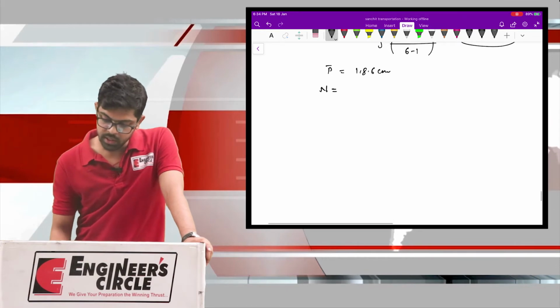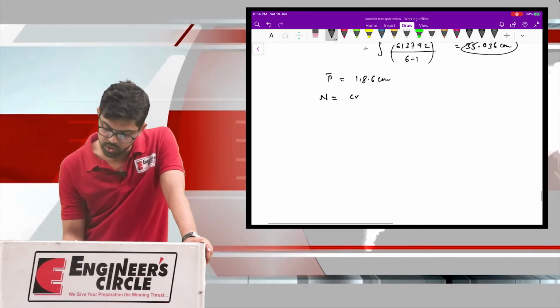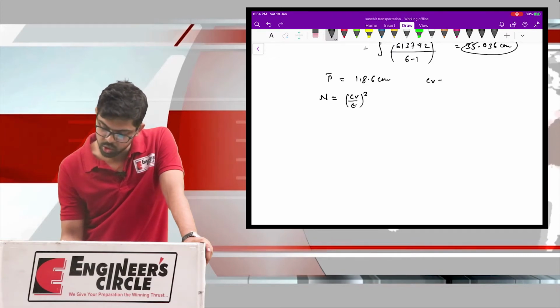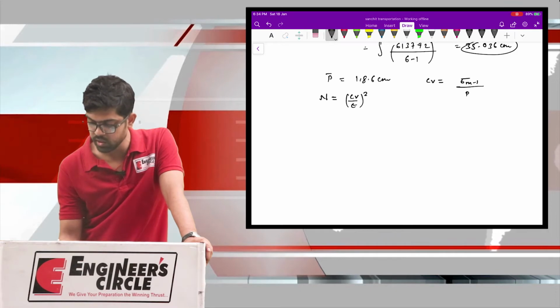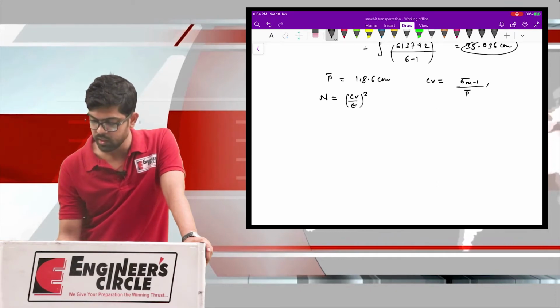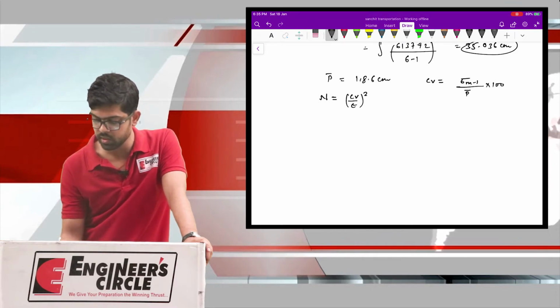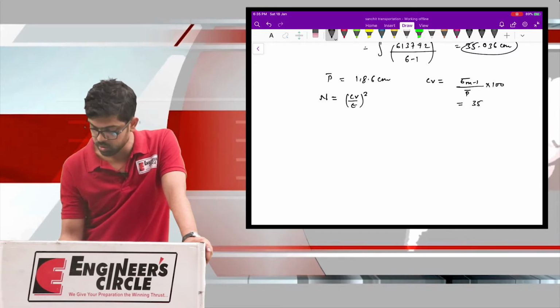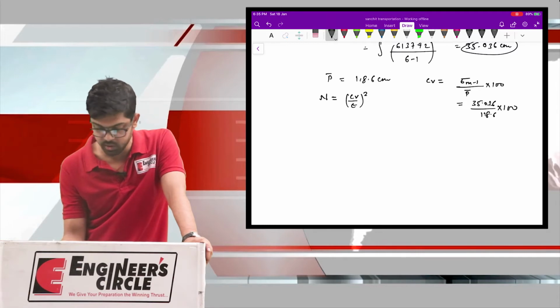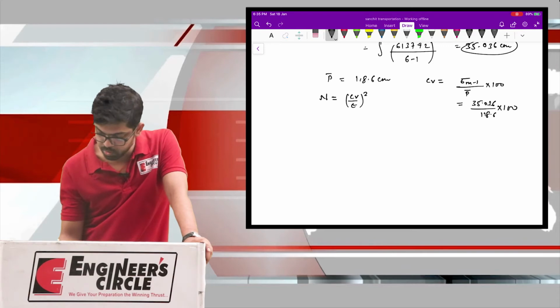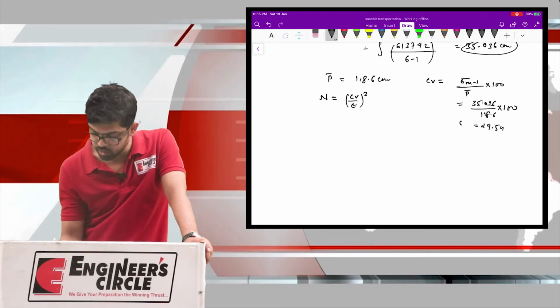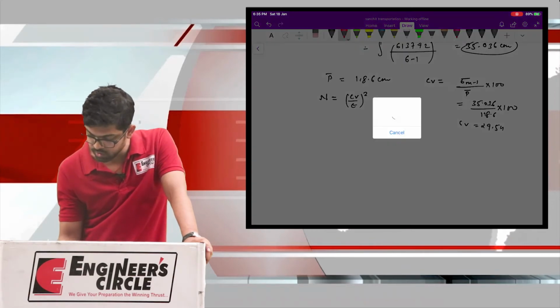This n will be equal to coefficient of variation upon epsilon whole square, and now this coefficient of variation is given by the formula sigma m minus 1, that is the standard deviation, divided by the average rainfall expressed in terms of percentage, so multiply by 100. So sigma m minus 1 is 35.036 upon p bar is 118.6 multiplied by 100. So the coefficient of variance I am getting as 29.54. So this will be my coefficient of variance.